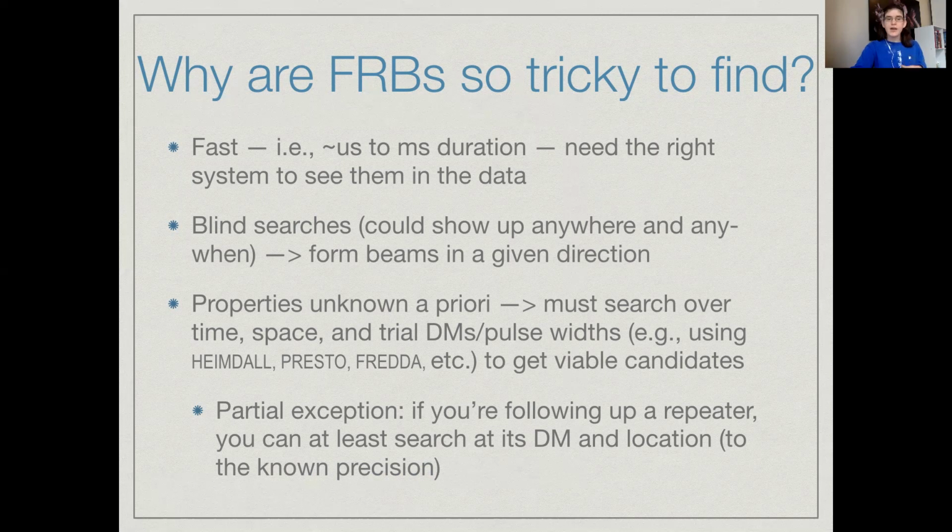So when we're searching, we have to form what we call beams, which I'll get back to, pointing in a given direction, and then do a mountain of searches over trial DM and width combinations until we finally get a candidate. Now, a partial exception to our not knowing anything in advance is when we're following up repeaters. In those cases, the DM is fairly well constrained, and depending on the precision of any localization, the location might be well known enough for a given instrument to effectively point right at it.